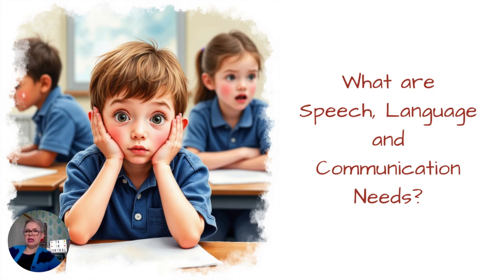So, what are speech, language, and communication needs? Let's break down some of these words and their meanings. So, speech is how clearly we pronounce words. Language is about understanding and using words, grammar, sentences, etc. to communicate. And communication is the bigger picture and includes body language, eye contact, tone of voice, etc. Some children have difficulties in one area, others struggle across all three. Sometimes it's picked up early, sometimes it's not.